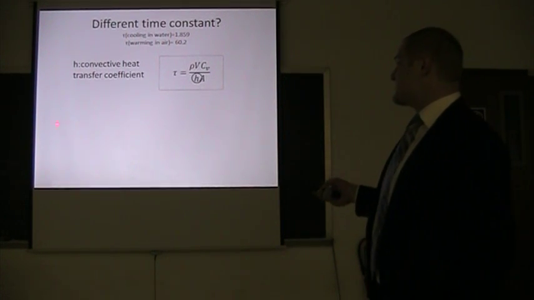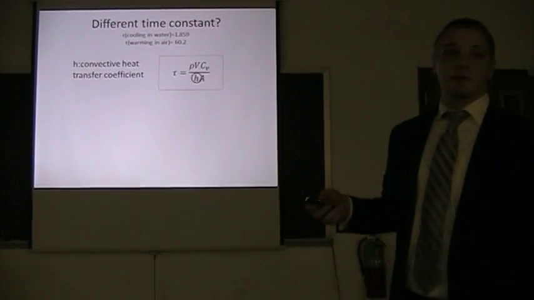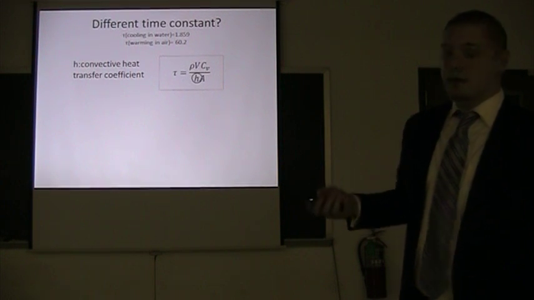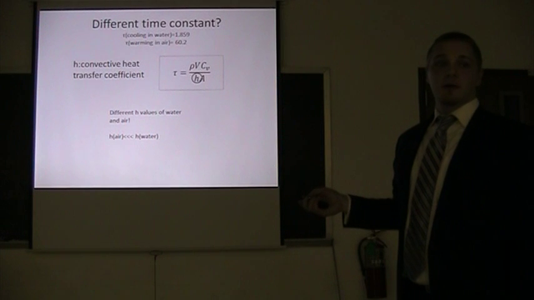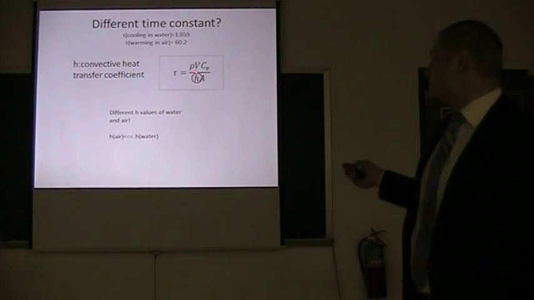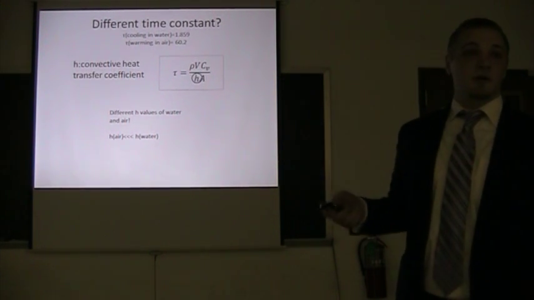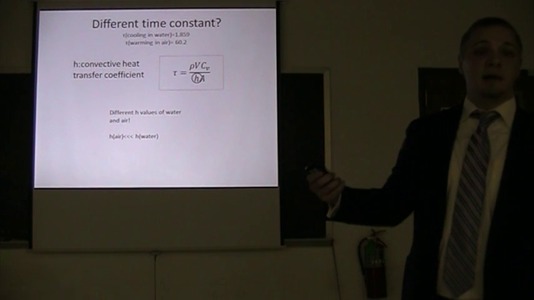All right, it's because of the convective heat transfer. For the air and water, it's very different. So for air, it's a lot smaller than it is for water, and because the H is on the bottom, as you have a smaller value there, it causes tau to rise.